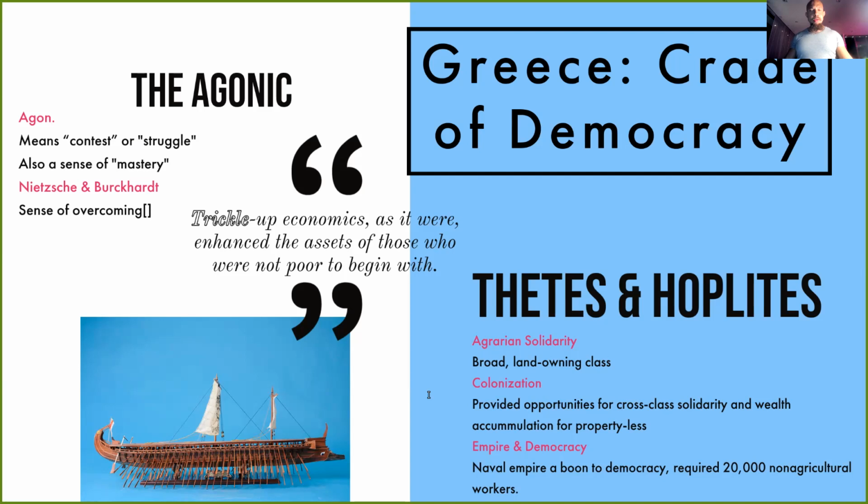Moreover, economically speaking, generous polis entitlements to others, for instance, pay, could only expand the economy. These trickle-up economics enhanced the assets of those who were not poor to begin with. Athenian expansionism then was not a zero-sum format where someone's gain was another's loss, but rather an inflationary and expansionary process that actually benefited most people involved with it.